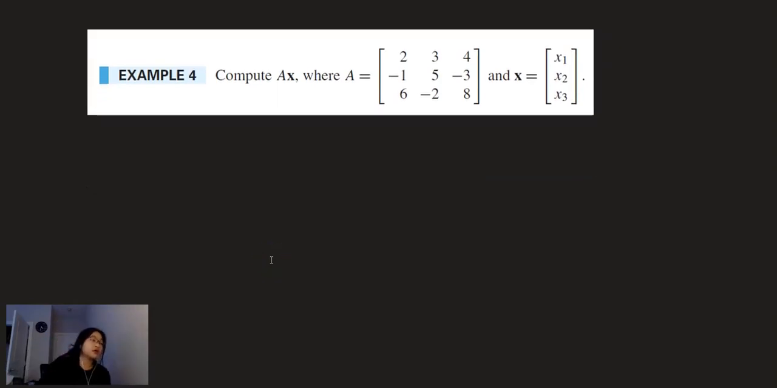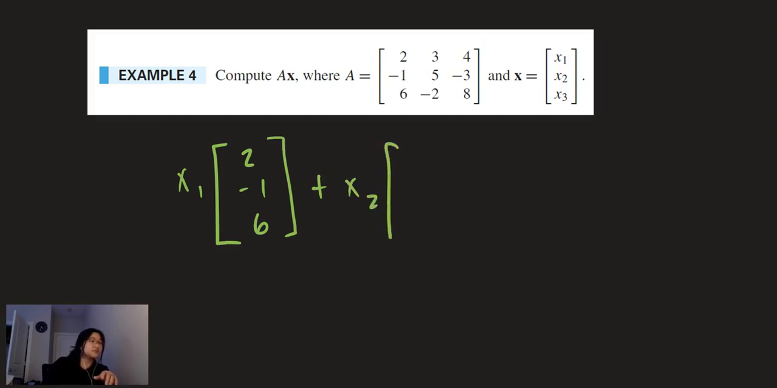So, let's look at this. When we have Ax, all we need to do is weight our columns of A with our x values. So there's our second column and our third column.